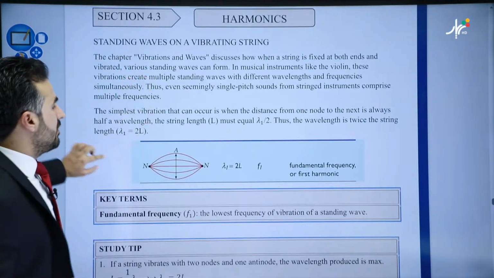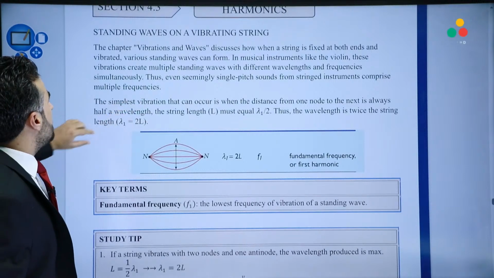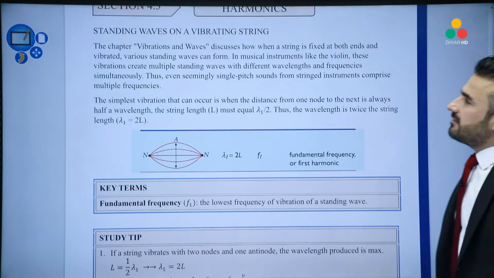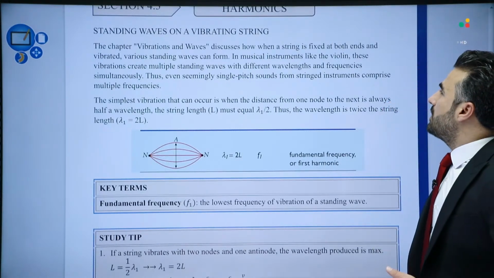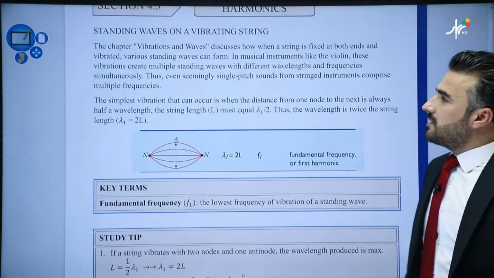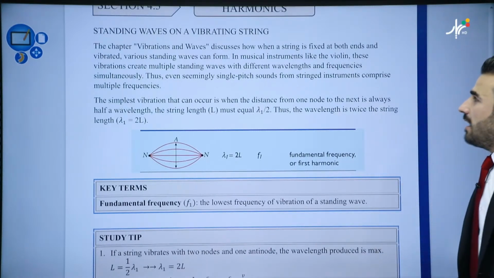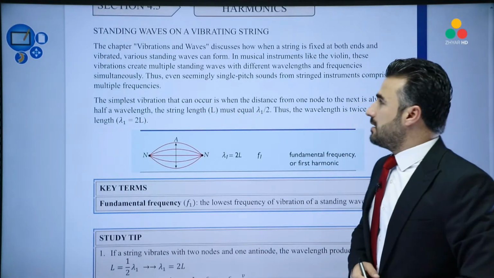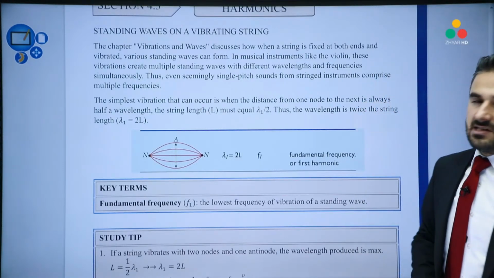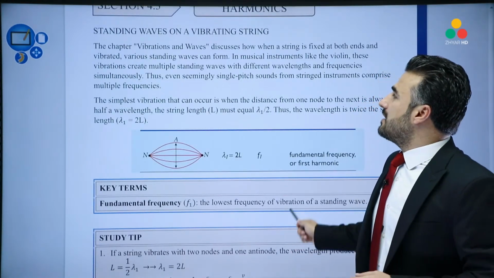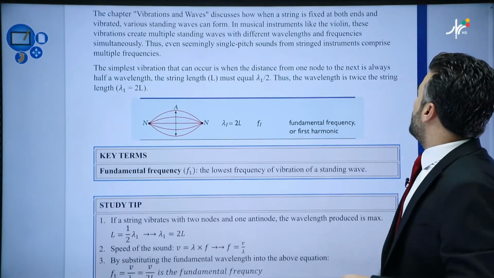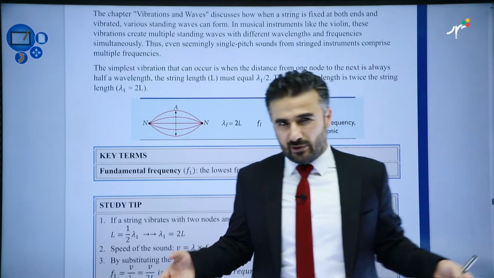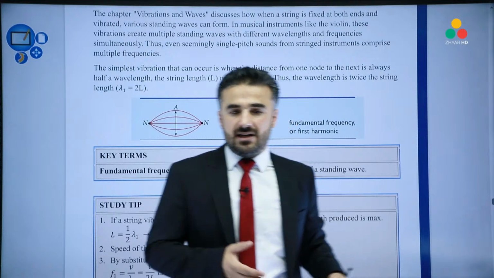But in order to go through this, let's look at standing waves on a vibrating string. Remember the chapter on vibration and waves, which discussed how when a string is fixed at both ends and vibrates, various standing waves can form. In musical instruments like the violin, these vibrations create multiple standing waves with different wavelengths and frequencies simultaneously. Thus, even a seemingly single pitch sound from a string instrument comprises multiple frequencies. So even if we have a single string, we can generate different frequencies.